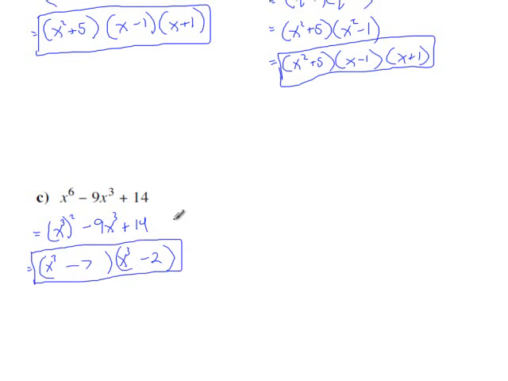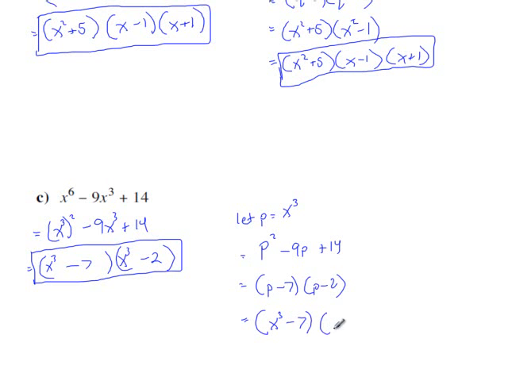Or if you'd switch to a different variable at this point, I could say let p equal x cubed, and then your equation would become p squared minus 9p plus 14, which equals p minus 7 times p minus 2, and then you would have to substitute in your x cubeds, so x cubed minus 7 times x cubed minus 2. Neither one of these are factorable, so that's your final answer.